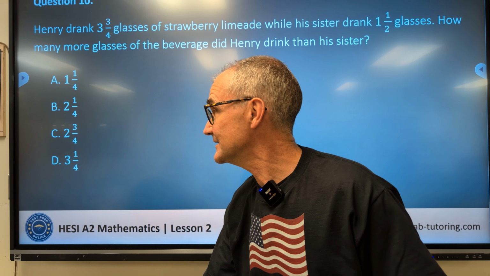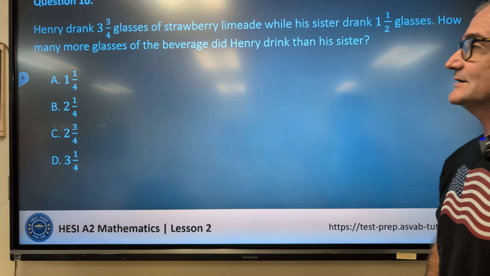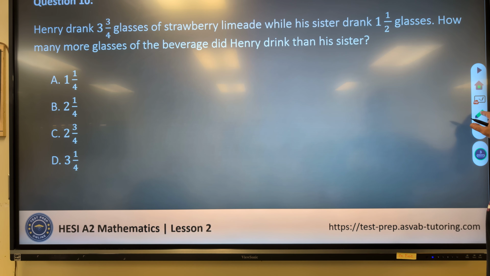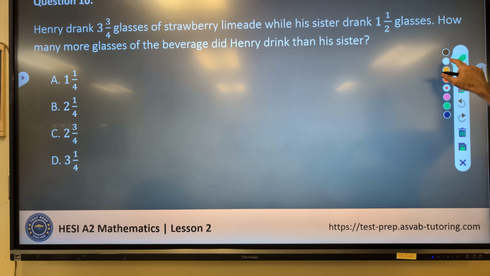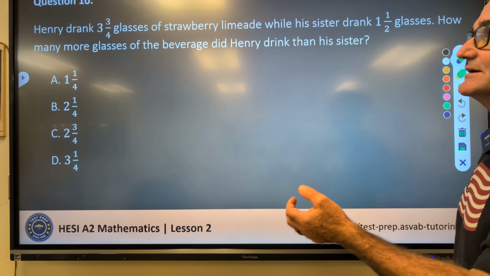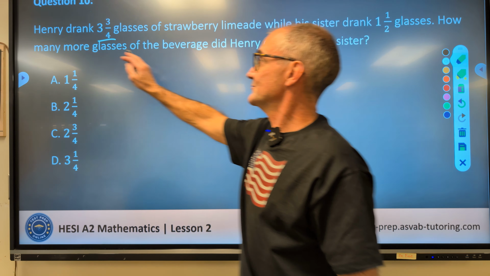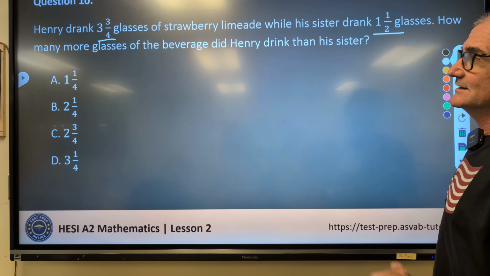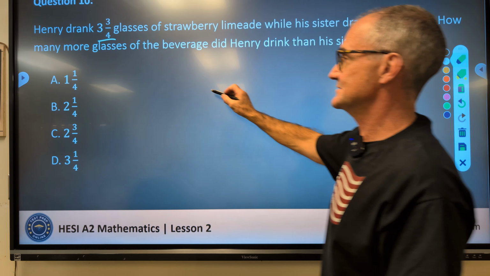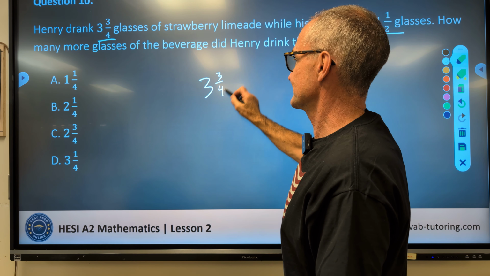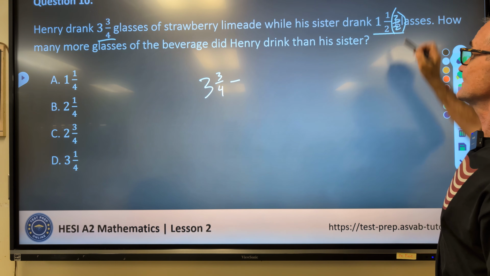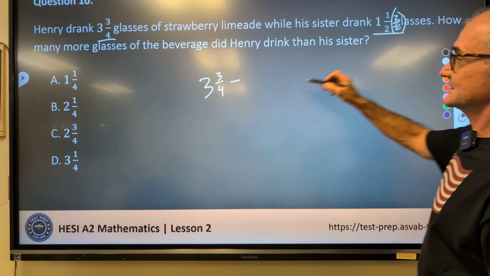Okay, problem number 10 here. Henry drank 3 3/4 glasses of strawberry limeade, while his sister drank 1 1/2 glasses. How many more glasses of the beverage did Henry drink than his sister? Same thing. I got this amount minus this amount, and we're looking for the difference between those two. Common denominator again. It's not going to be too hard because I have 3 3/4 minus 1 1/2. I'm just going to multiply just the fraction by 2 over 2.